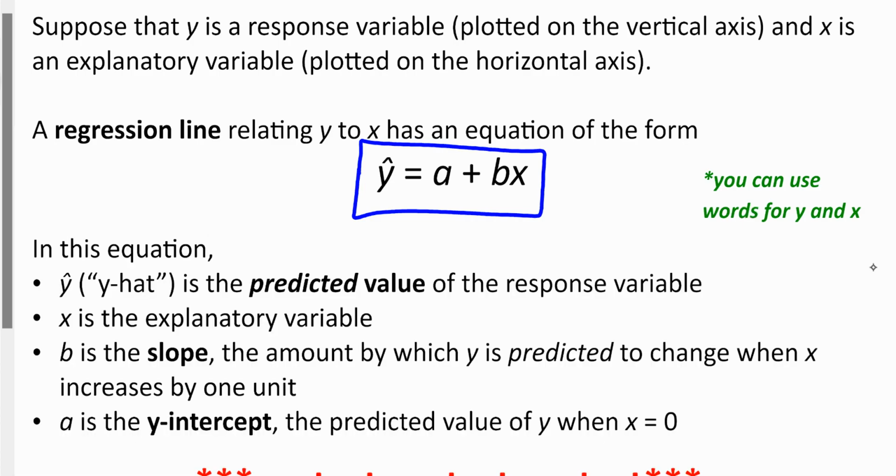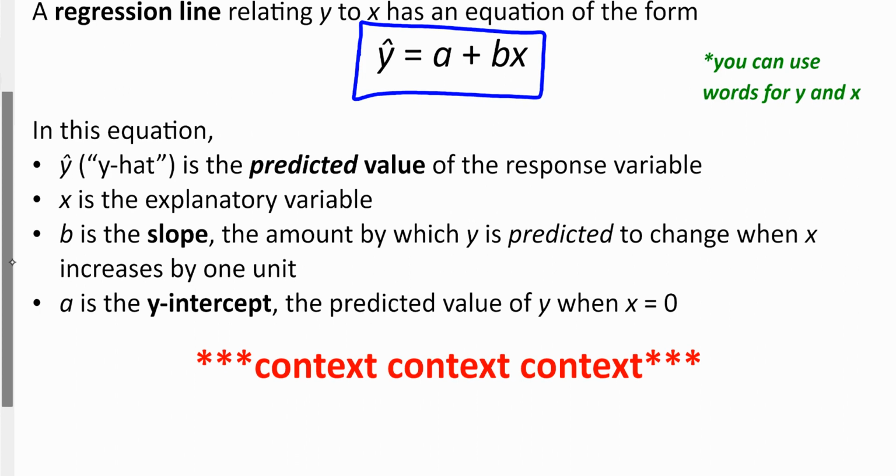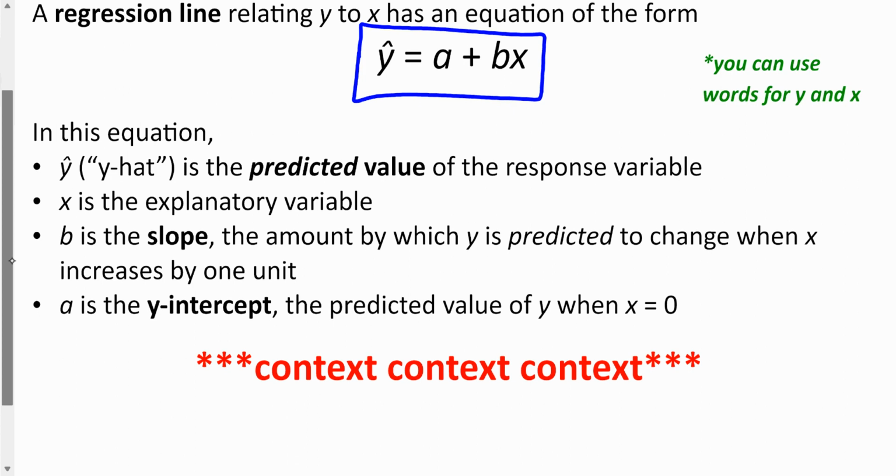So what is each part? You need to know each of these parts so that we can actually describe this data, describe the parts of this regression line. So the y-hat is the predicted value of the response variable. Okay, x is just the explanatory variable. So we've got y-hat, we've got x. The b value will have a number. It's the slope. But in context, it's the amount by which the y is predicted to change when x increases by 1, or 1 of whatever it is.